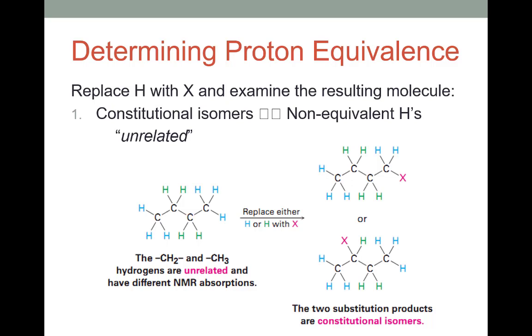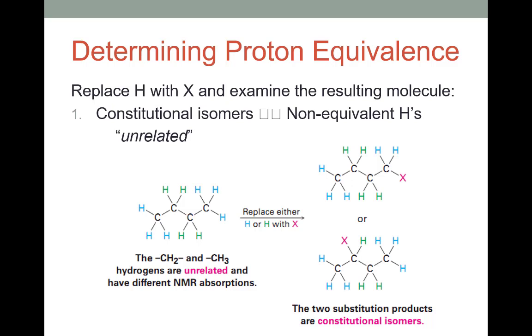bottom molecule. Now, whatever the X is, pretend it's a chlorine if you want to, we would get now constitutional isomers. If we get constitutional isomers from this test, we would say that those are non-equivalent hydrogens, and the technical word here would be that they're unrelated. In a practical sense, in NMR, that would tell us that the blue hydrogens and the green hydrogens would give us different signals on the readout.